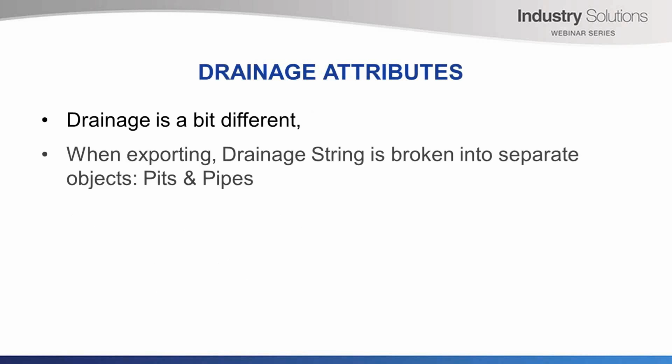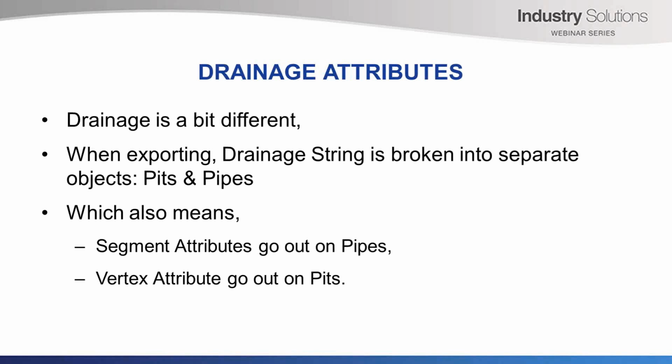Drainage is a little bit different because when you export it as an IFC file, it gets broken down into pits and pipes. So what this means is segment attributes actually go out on the pipes and vertex attributes go out on the pits. So drainage is a little bit of an exception to the rule that segment and vertex attributes may not get exported.